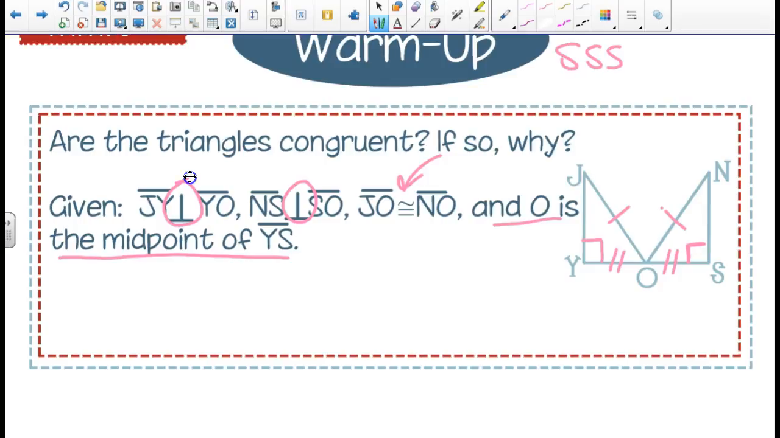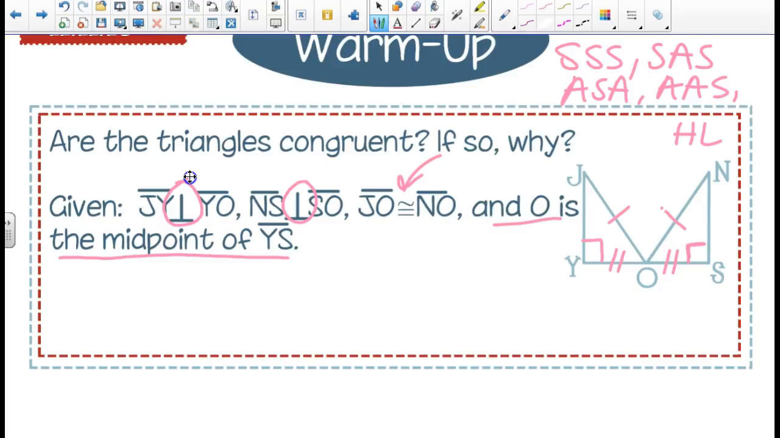Side, side, side. What was the first one we learned? Side, angle, side. What else? Angle, side, angle. Yes, angle, angle, side is one of them. And then we learned one of them on Monday. Very good, HL, from the song. I'll play the song again today.